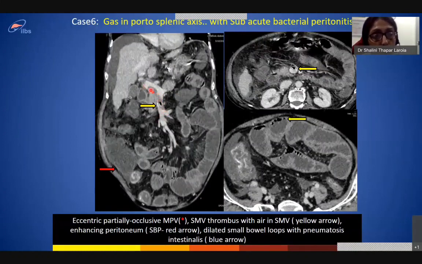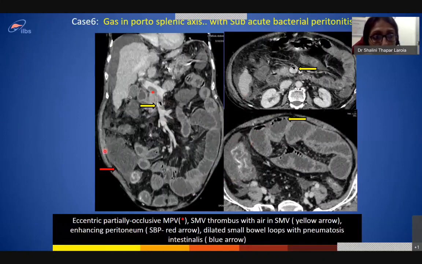There is diffuse thrombosis of the portal vein as well as the SMV. And because of this, look at the air in the axial section. This thrombus is partially occlusive. And because of this, this patient has gone into partial mesenteric ischemia as well as spontaneous bacterial peritonitis. How do we know that?